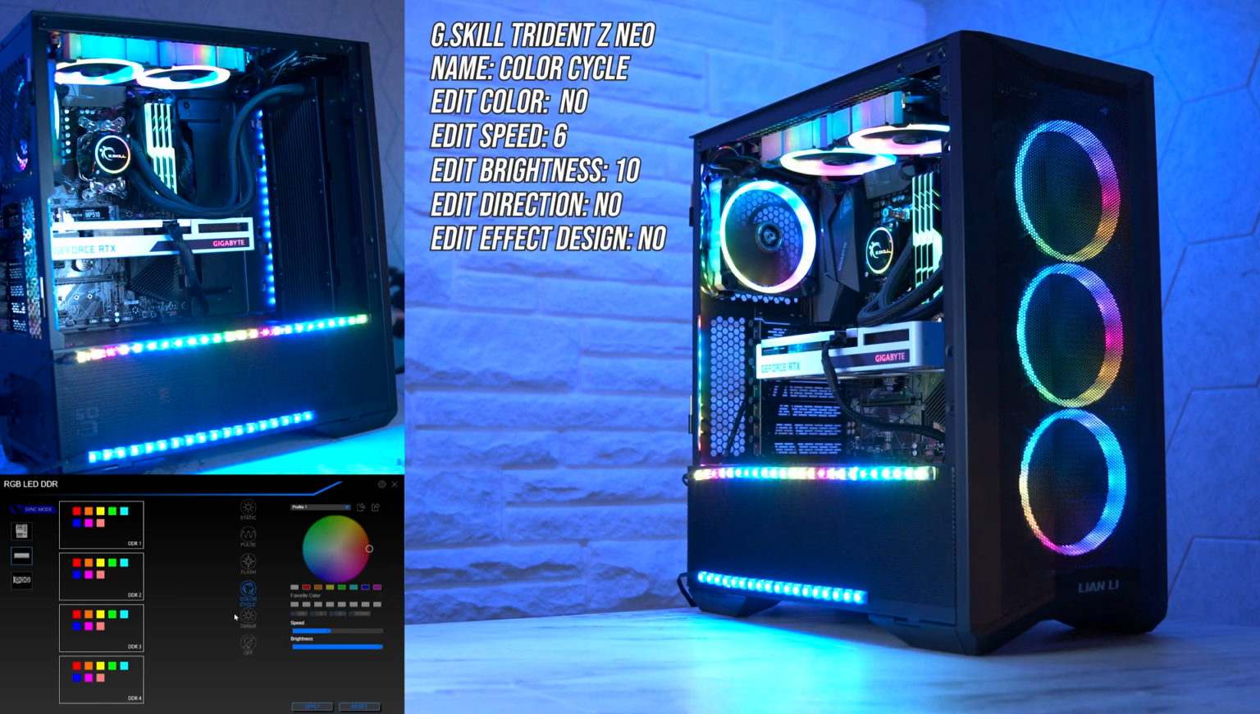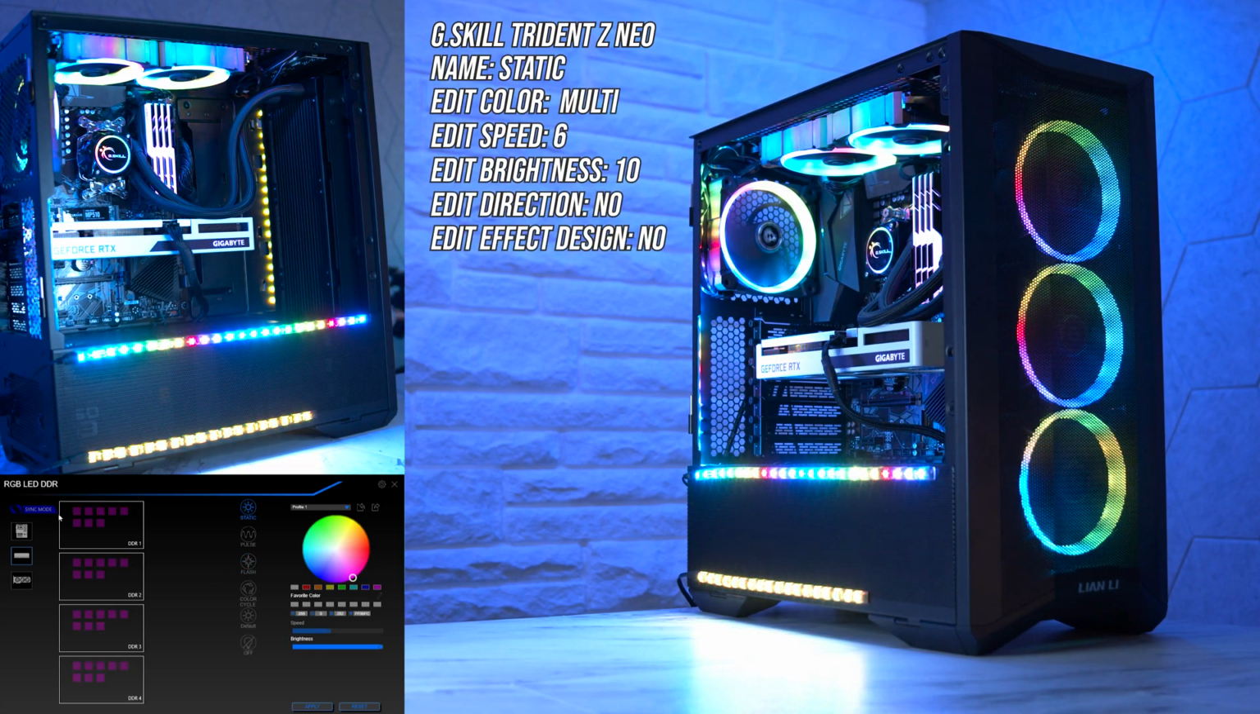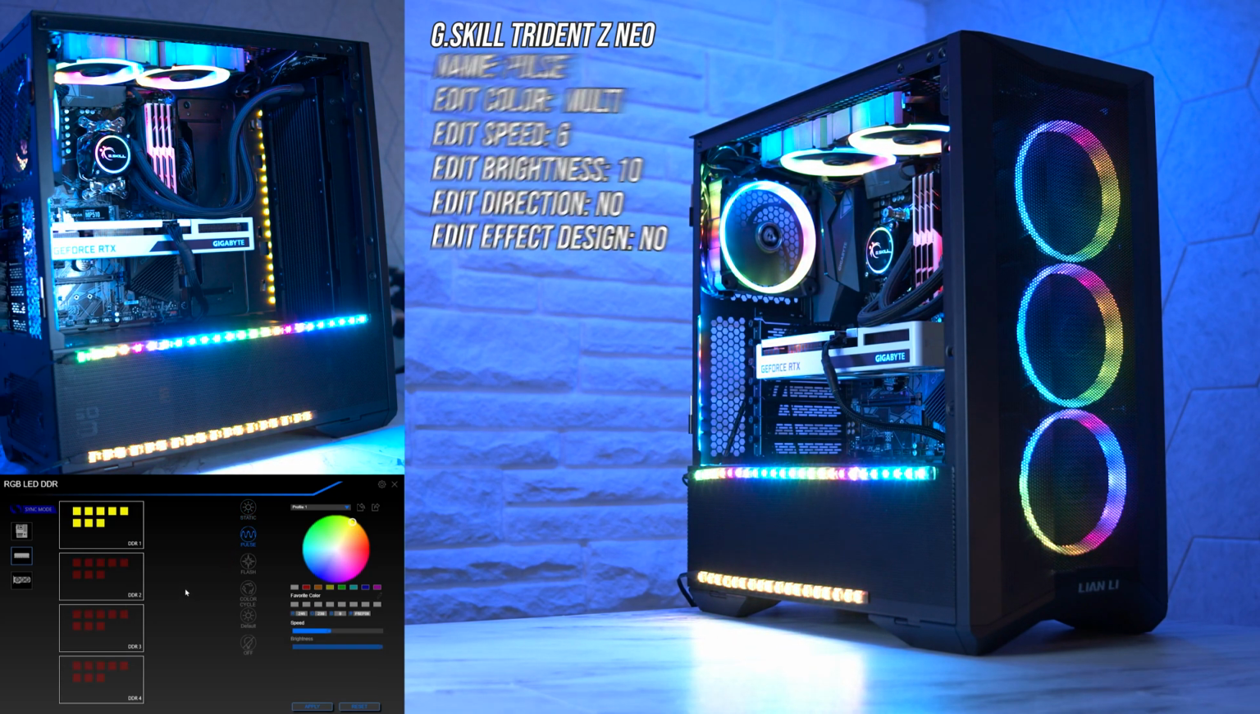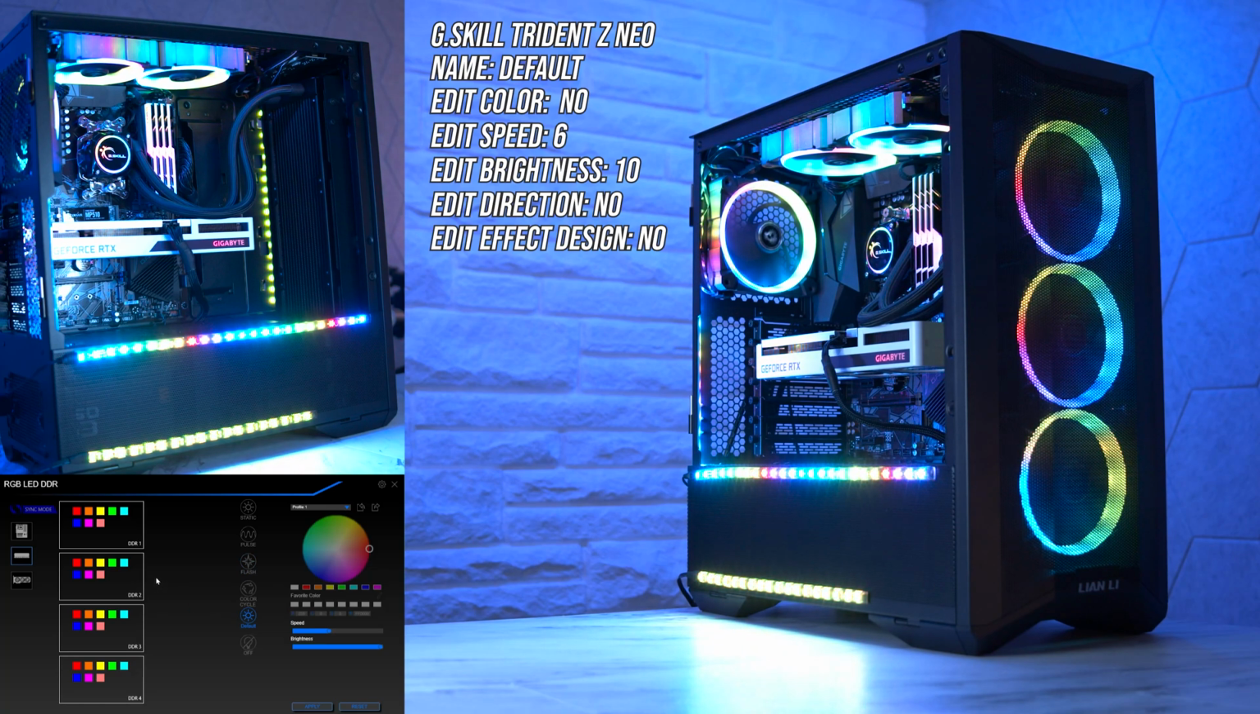Color cycle is basically a non-addressable RGB color cycle. Flash is like that. One nice thing to note, at least with the G-Skill Trident Z RGB Neo, is that you can set different colors per module, let's say, like that. And have that as a pulse, we can do the same, although you can't do that with default. So we will leave that on default.